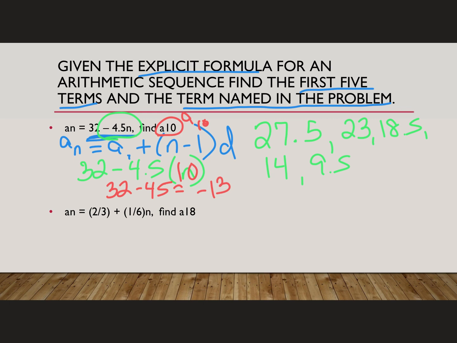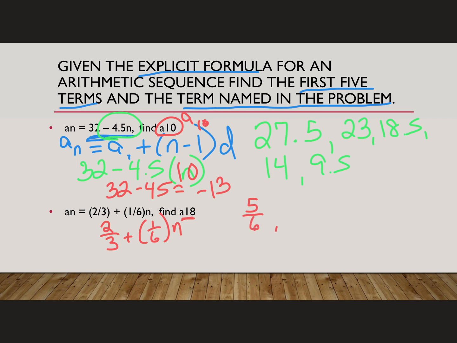Okay? So here, next problem, I have A sub n equals 2/3 plus 1/6 times n. Find the 18th term. So again, to find the first term, we just substitute in 2/3 plus 1/6 times n, which would simply give me 5/6 as my first term.